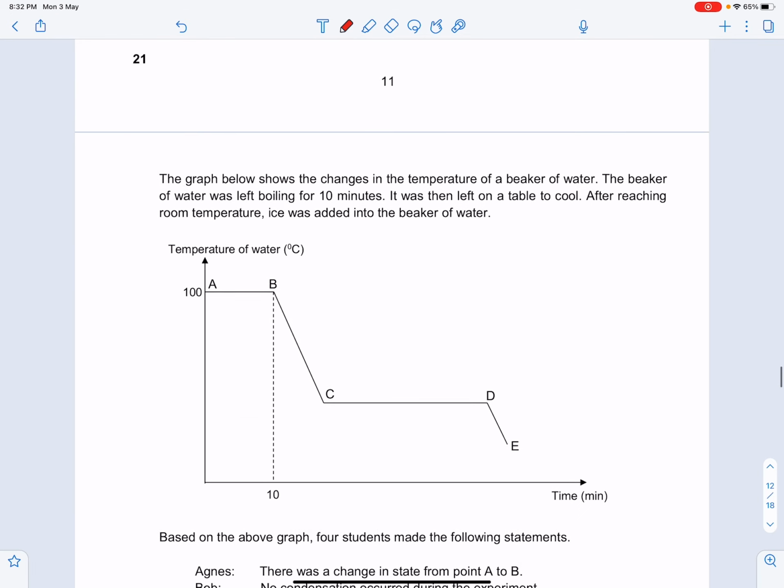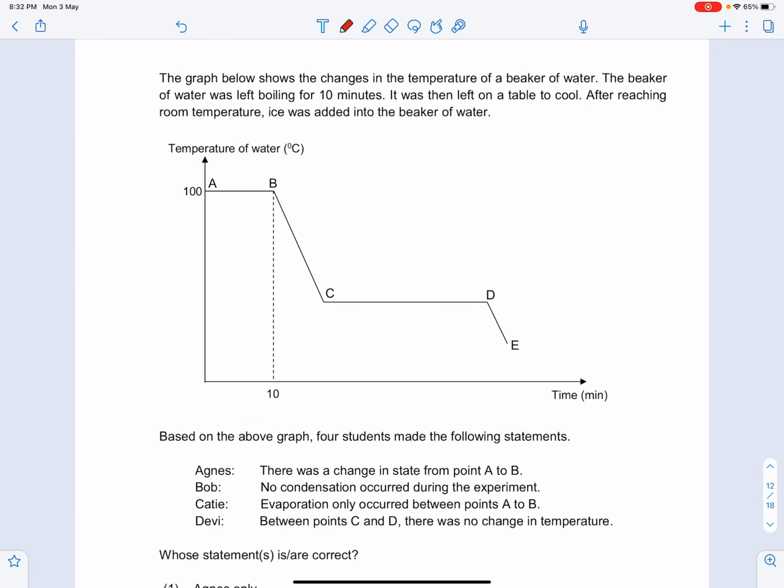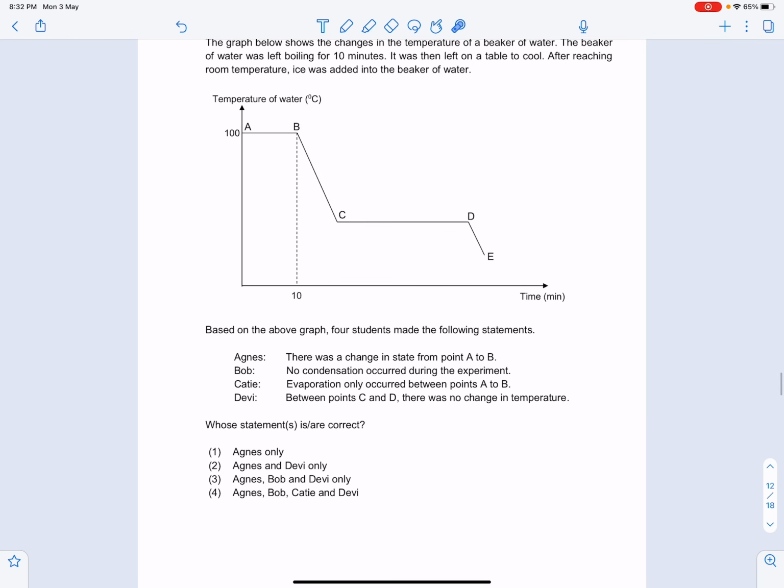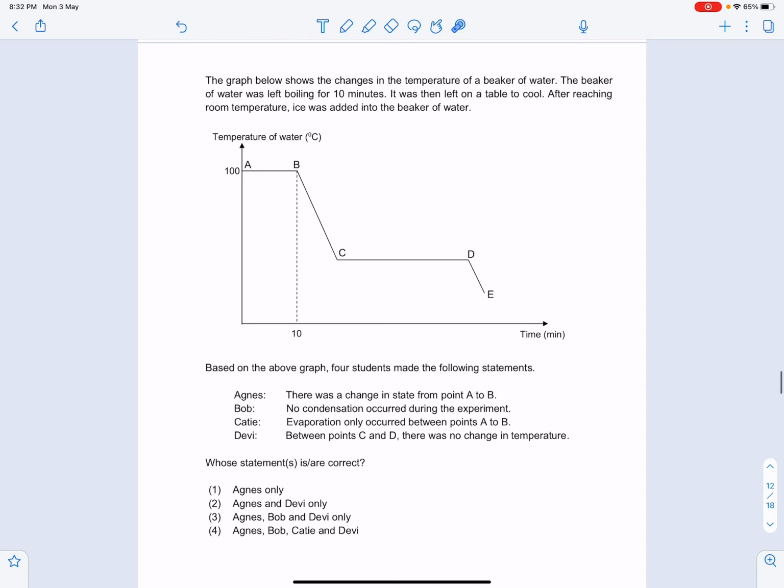Alright, moving on to question 21. Now the graph below shows the changes in temperature of a beaker of water. The beaker of water was left boiling for 10 minutes and then left on the table to cool. After reaching room temperature, ice was added to the beaker of water. Based on the graph, 4 students made the following statements. Whose statement or statements are correct? Let's run through them very quickly.